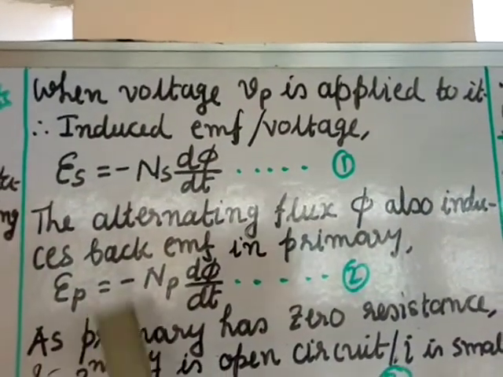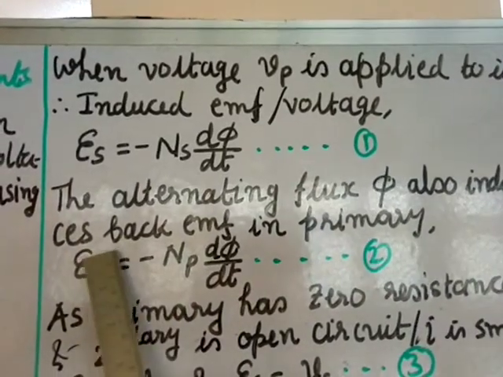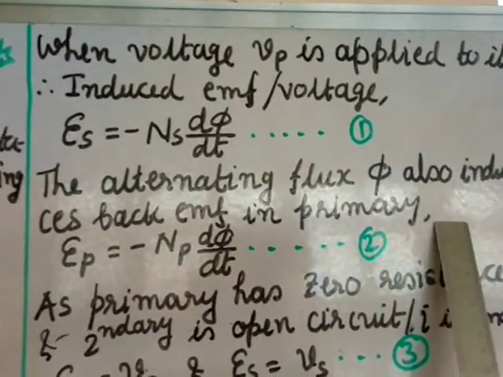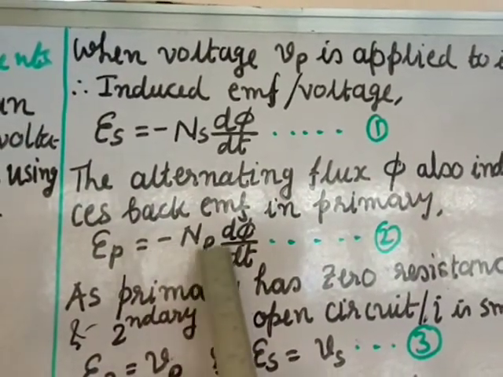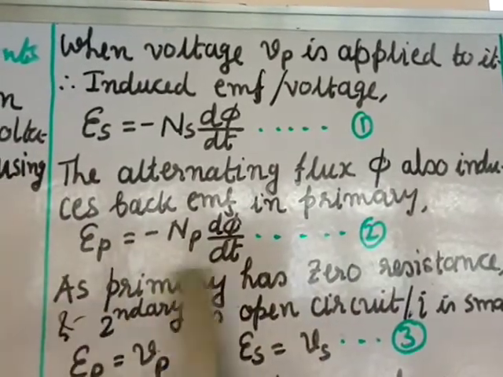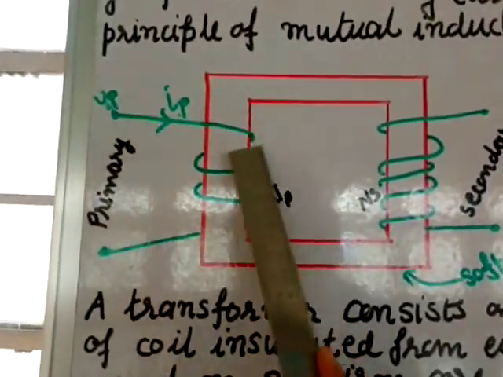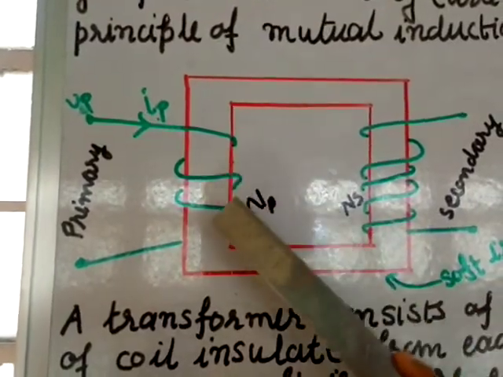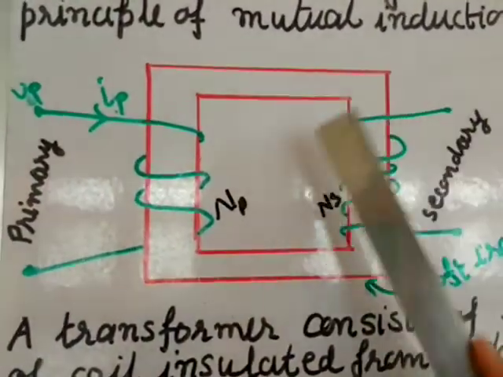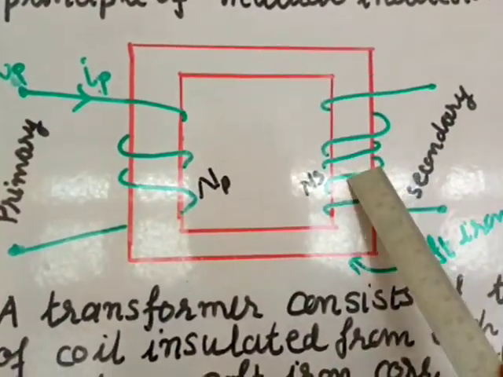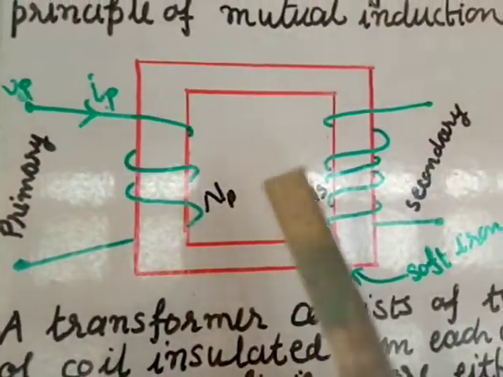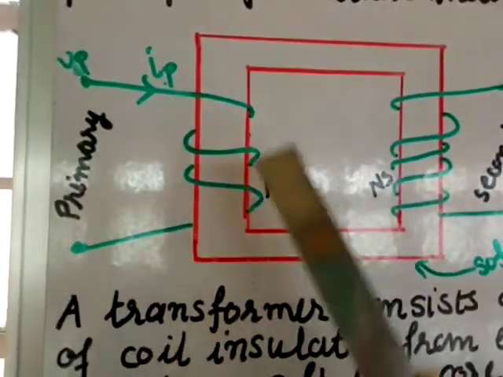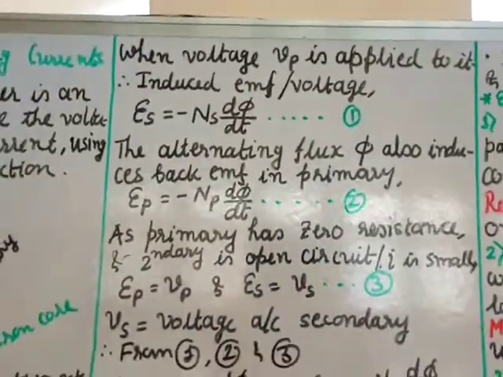call it number 1. The alternating flux phi also induces back EMF in primary, given by Ep is equal to minus Np d phi by dt, call it number 2. This also is by Faraday's law of induction. Because of the change in the current, magnetic flux is produced, which is also alternating, which will link to this secondary and create the EMF here. Changing magnetic flux also will create back EMF here, and both are given by Faraday's law of induction.